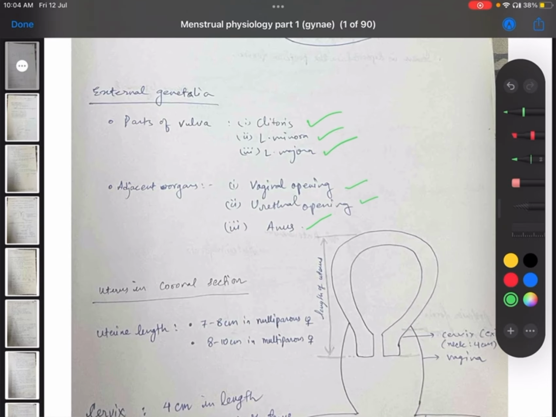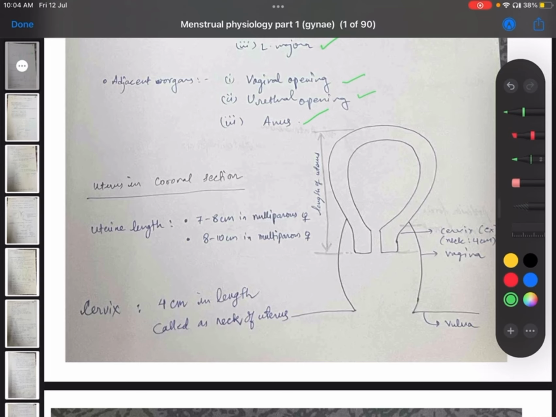Uterus in coronal section. This is a diagram in which we can see the uterus in the coronal section. It is given that the uterine length is 7 to 8 centimeter in a nulliparous female. Now, what is a nulliparous female? Nulliparous means one who hasn't given birth to any baby. Multiparous means one who has already been pregnant. So the uterine length in a nulliparous female is 7 to 8 centimeter, but in a multiparous female it is 8 to 10 centimeter. That is, the uterine length increases.